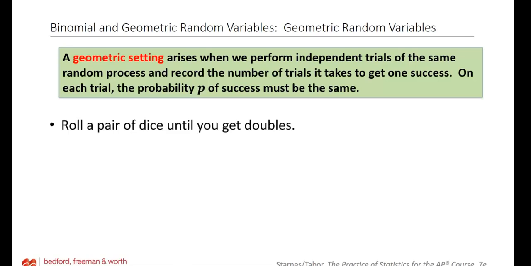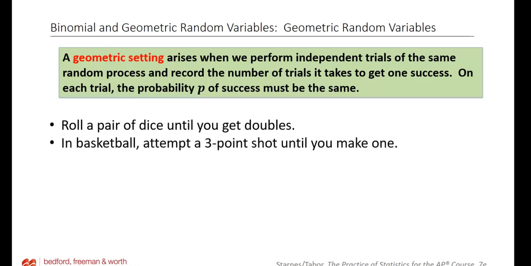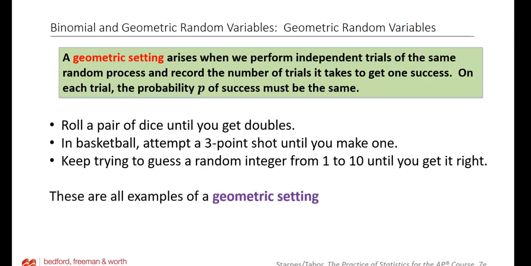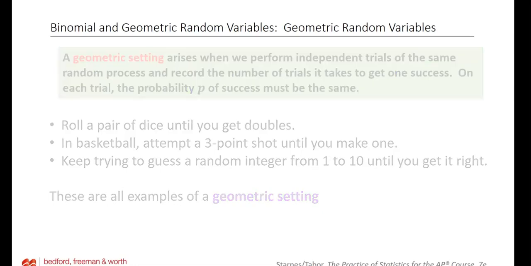So roll a pair of dice until you get doubles. You're going to keep going. You're going to fail, fail, fail, fail, fail until you get doubles. Basketball, keep attempting three-point shots. Miss, miss, miss, miss, miss until you finally make it. Keep trying to guess a random integer 1 to 10 until you get it right. These are geometric settings. Notice there's not a set number of shots. We don't know what the set number of shots is. But you're trying to get the first success at some point in time.